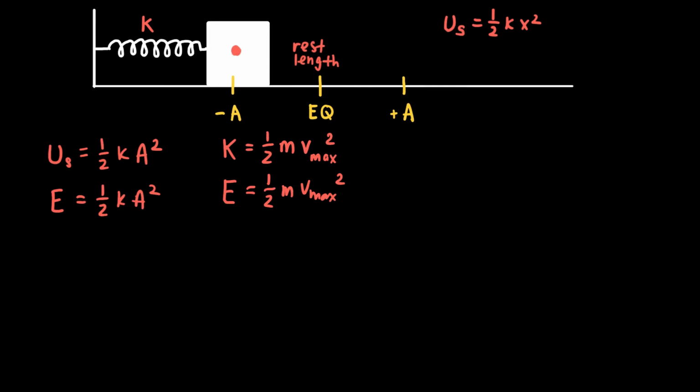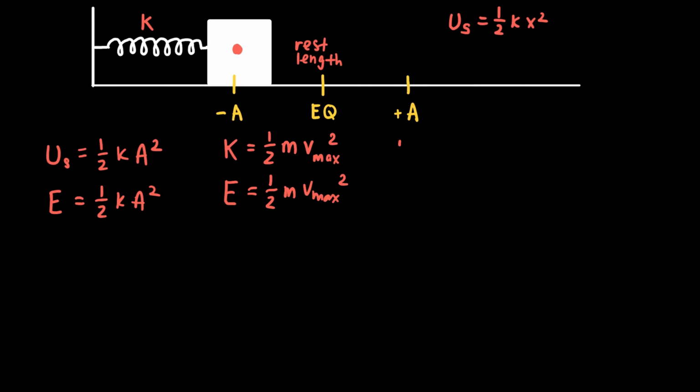And notice that the distance from equilibrium, A here, is squared in the equation for elastic potential energy, and so it doesn't matter if we're talking about the negative amplitude or the positive amplitude, the energy associated with that position will be positive. And so at the positive amplitude, I could say that the elastic potential energy is given by 1/2 K a squared, but I could also say that the total energy is given by 1/2 K a squared. So that's what happens at the negative amplitude, the positive amplitude, and the equilibrium position.